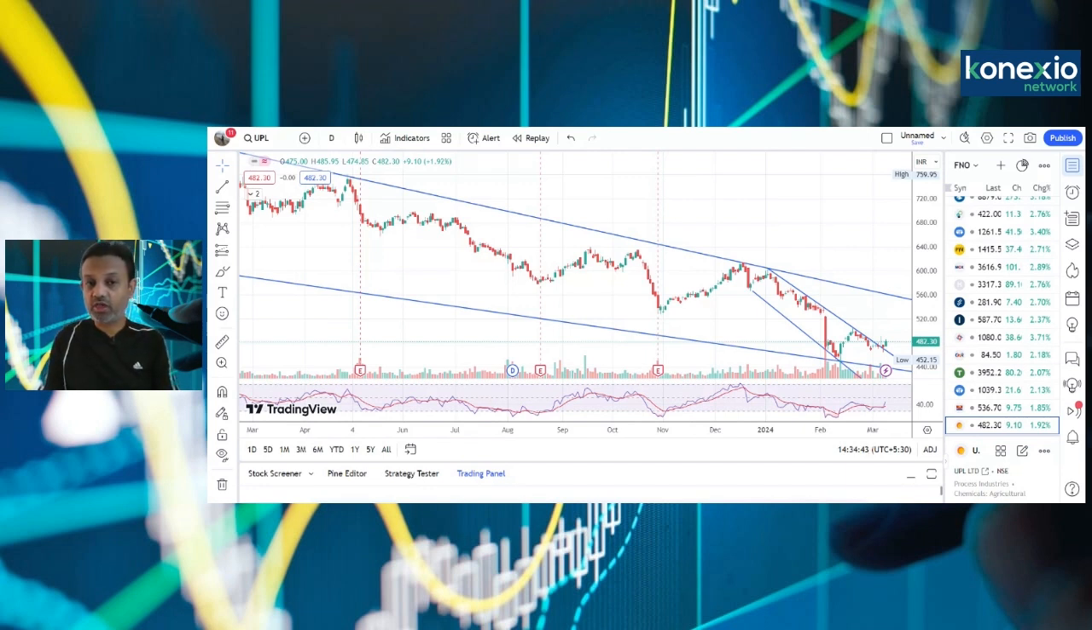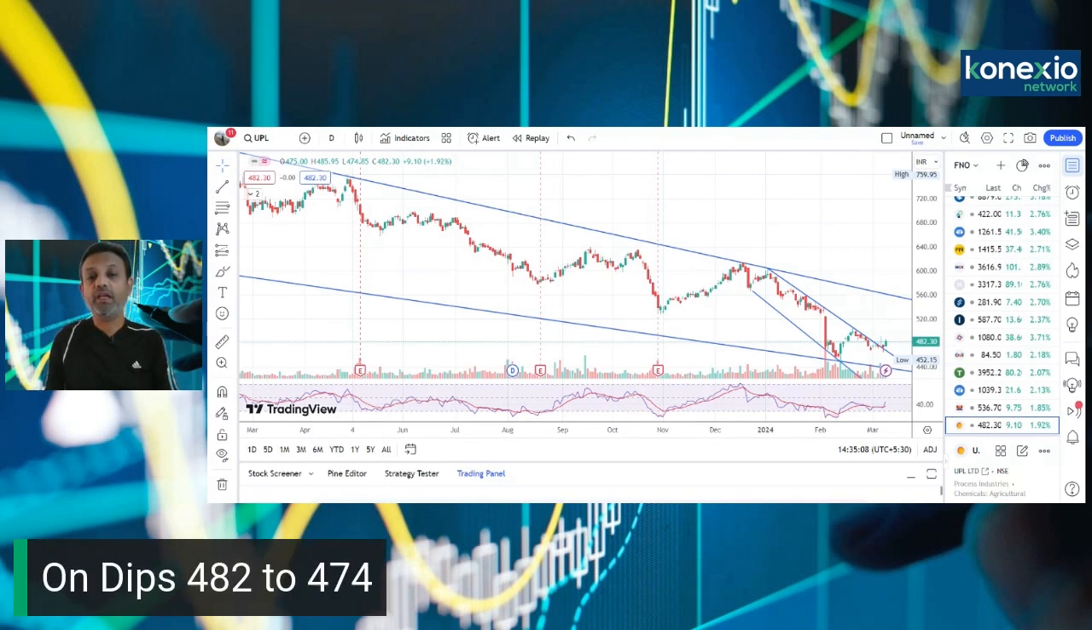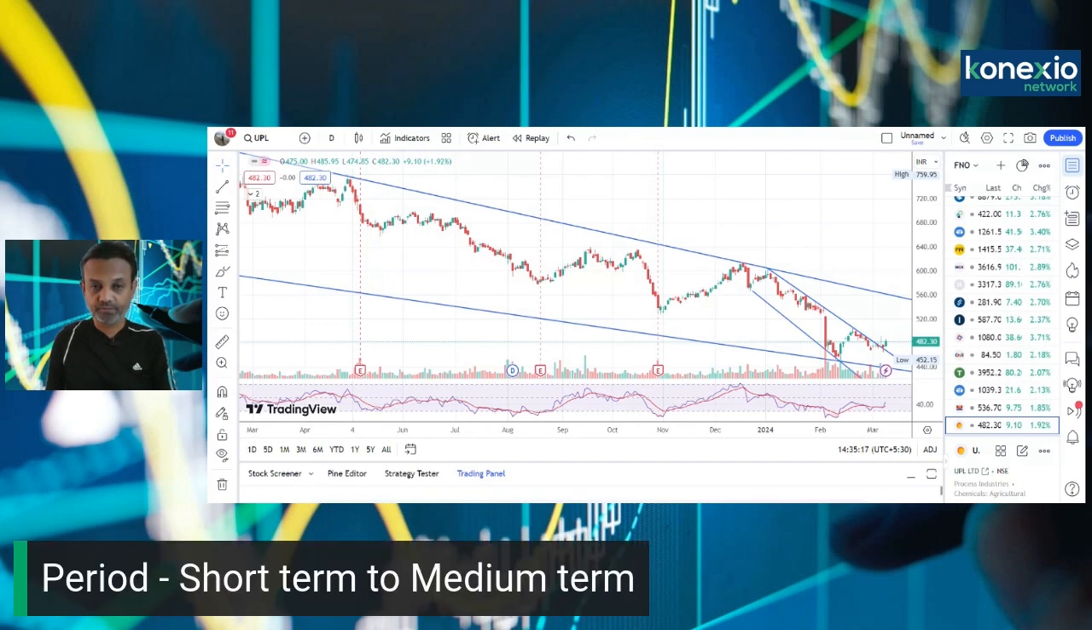You can clearly see the stock has already corrected more than 45% in the last 1 year. The prices have eroded almost 45% from its lifetime high. It is showing some signs of reversal at this juncture. Currently, the stock is quoting around 482. So I would again like to mention the levels. Investors can accumulate the UPL in the range of 482 and on corrections to 474 for an upside target of 525 in the short to medium term.